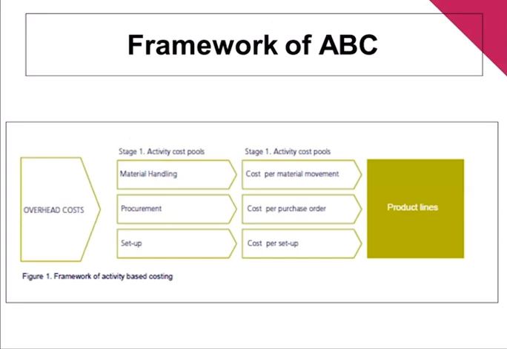So in terms of looking at an ABC framework, like I said, there's two ends of that framework. You have your overheads at one end and your products at the other, and in between you've got two stages of trying to work out your costs and what drives them. The first thing you do is think about pooling your costs. You hear the word cost pool. All it means is pooling your cost towards a particular activity.